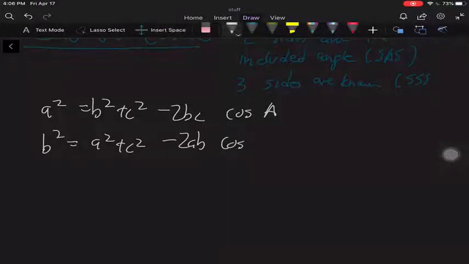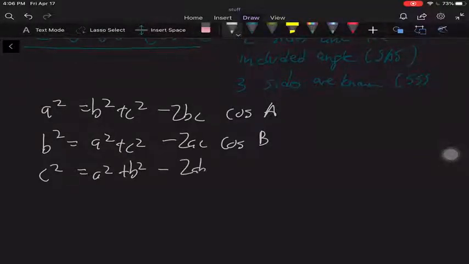Oh, whoops, made a mistake here. I'm sorry about that. So we have 2ac cosine of B, or we have c squared is equal to a squared plus b squared minus 2ab cosine of C. So roughly, the square of a side of a triangle is equal to the sum of the squares of the other two sides minus twice the product times the cosine of their included angle.